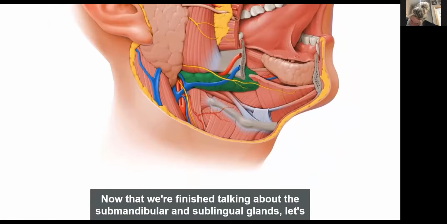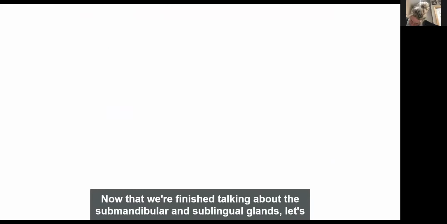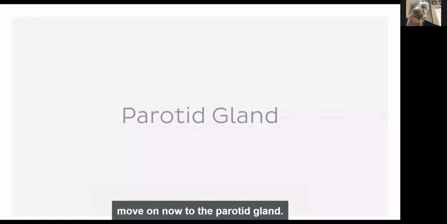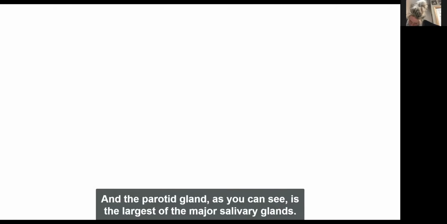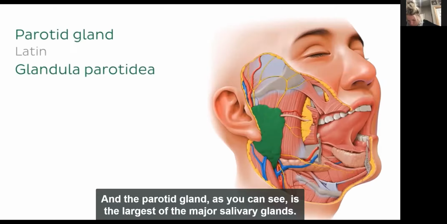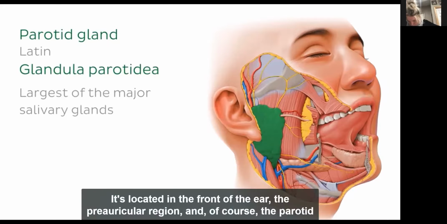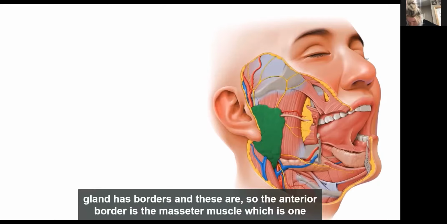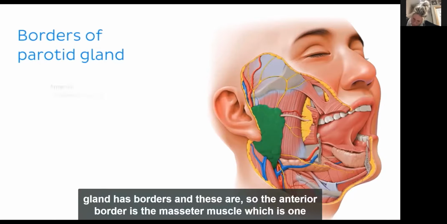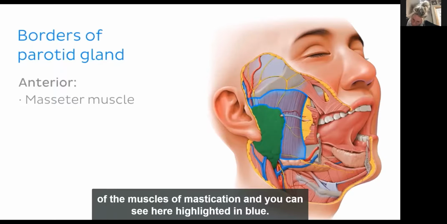Now that we've finished talking about the submandibular and sublingual glands, let's move on now to the parotid gland. The parotid gland, as you can see, is the largest of the major salivary glands. It's located in front of the ear, the preauricular region. And of course the parotid gland has borders. The anterior border is the masseter muscle, which is one of the muscles of mastication, and you can see it here highlighted in blue.